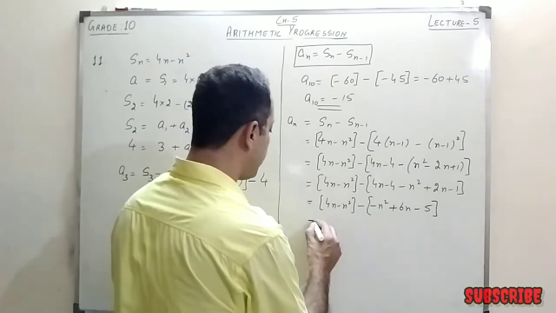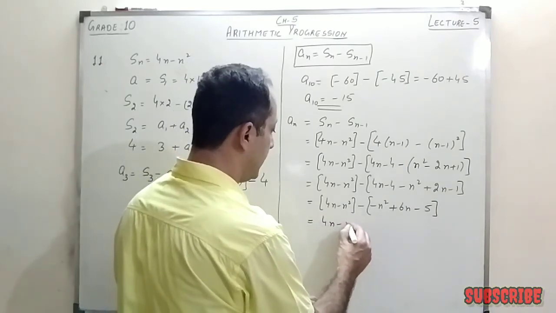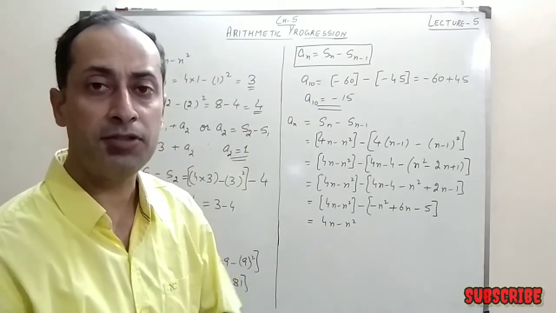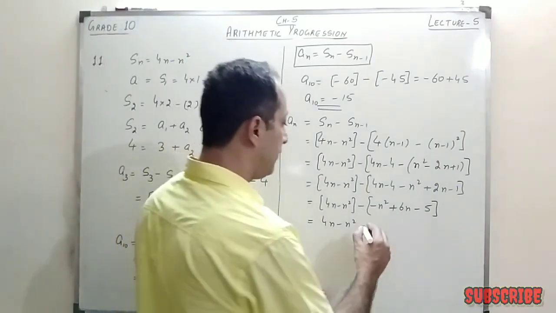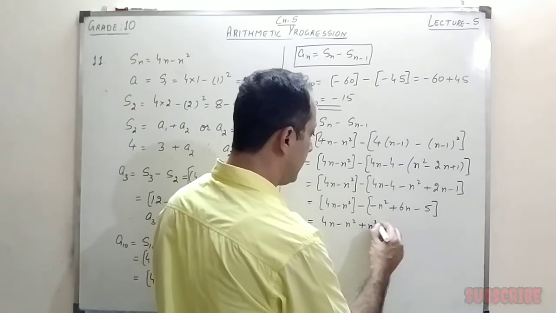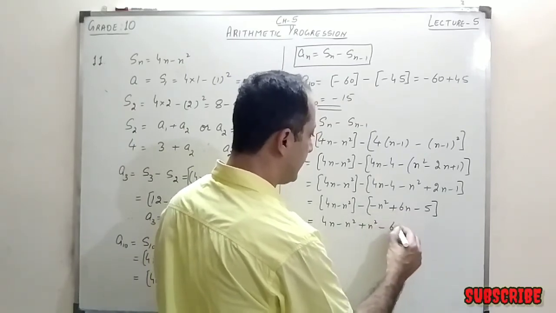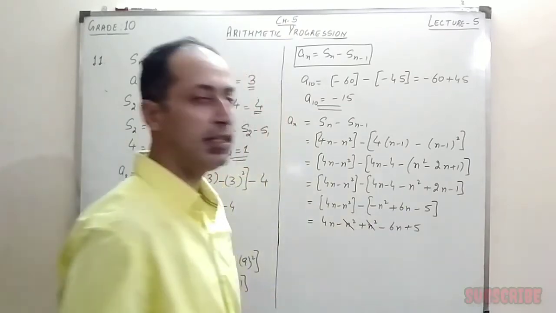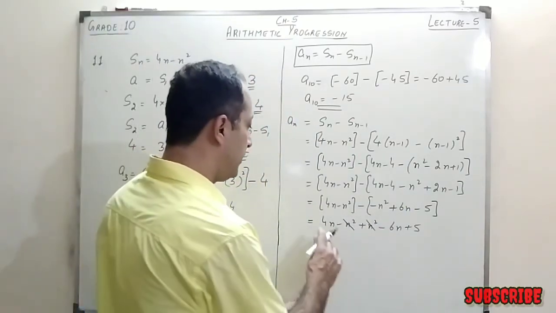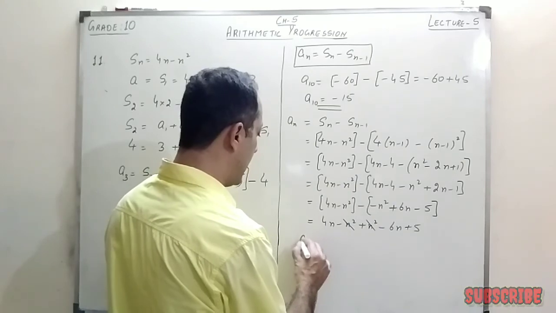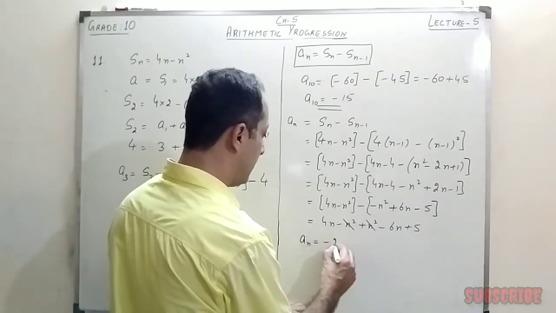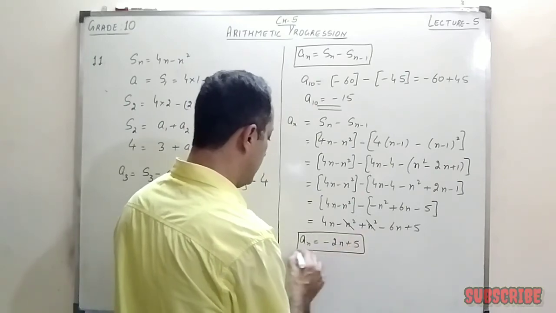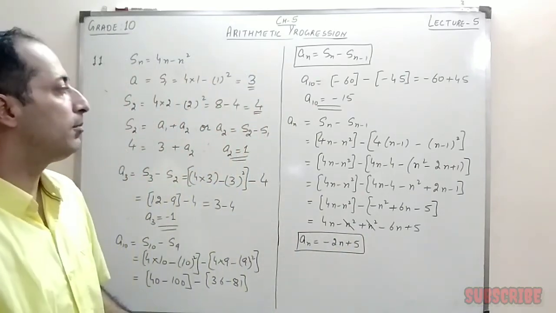So what do I get? This is 4n minus n square. When I open the bracket, since there is a negative sign in front of the bracket, signs will change. So it will be plus n square, then minus 6n and plus 5. This minus n square and plus n square get cancelled. And what I am left with is 4n minus 6n. So the nth term I get is minus 2n plus 5. So this is how we can proceed with this question.